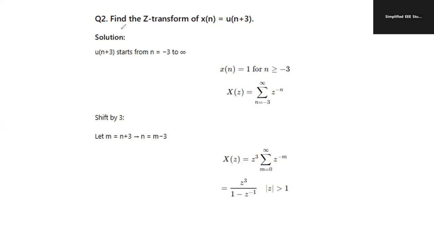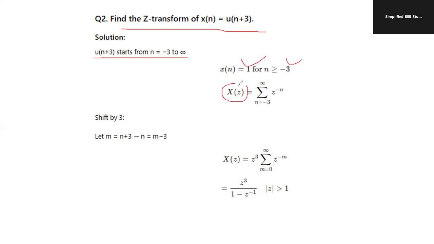Another important question is: find the z-transform of x of n equal to u of n plus 3. Here you should know about the shifting. Signal shifting you should know. U of n plus 3 starts from minus 3 to infinity. You know that. Let us define x of n. x of n equal to 1 for n greater than or equal to minus 3.